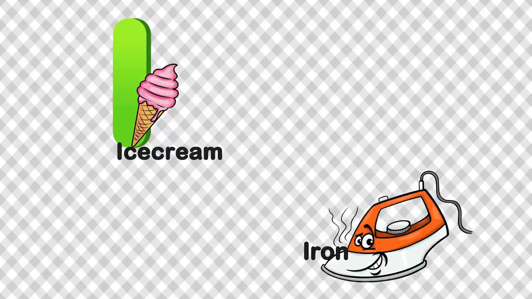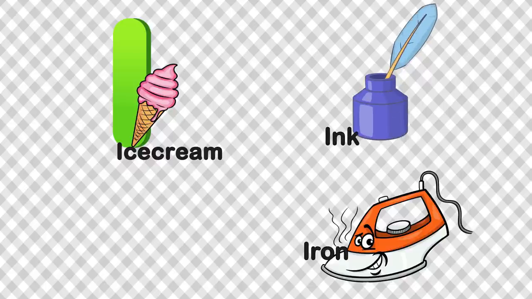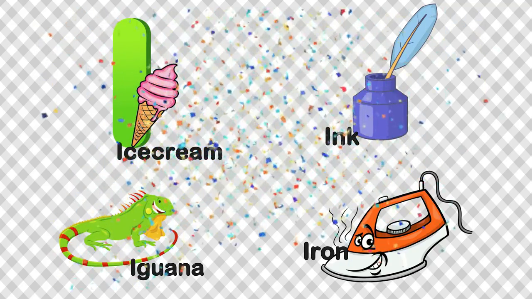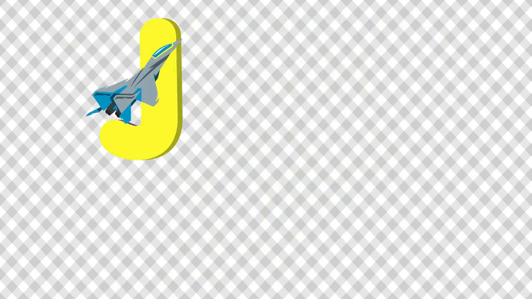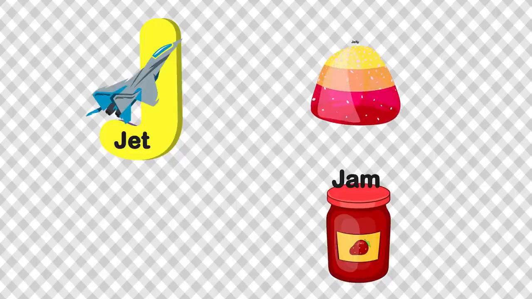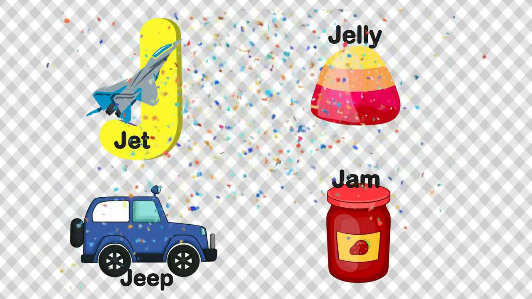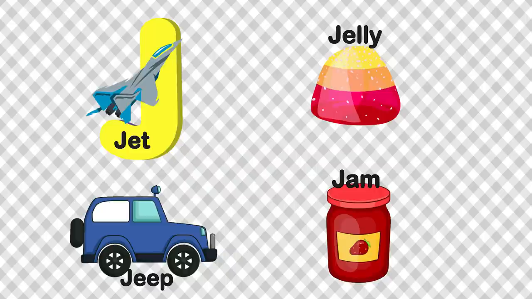I. The sound of I is i. Ice cream. Iron. The sound of J is j. Jet. Jam. Jelly. Jeep. K. The sound of K is k. Kiwi.